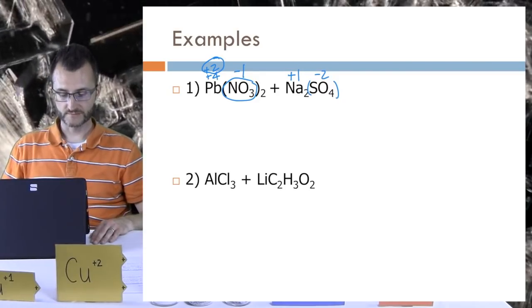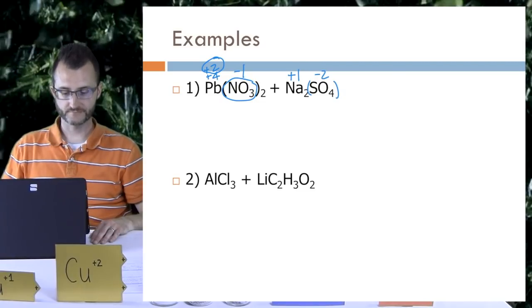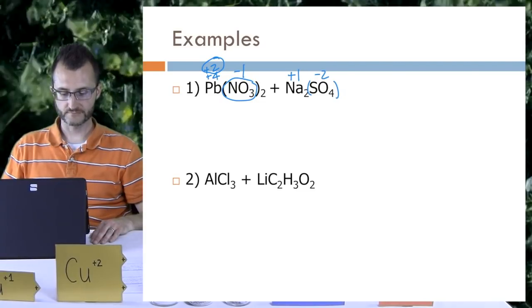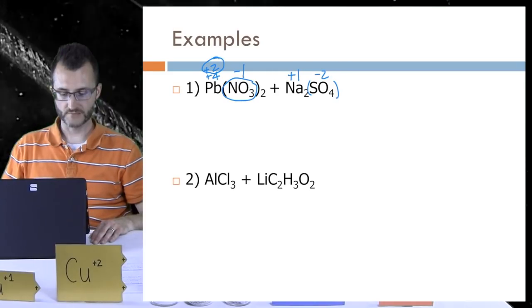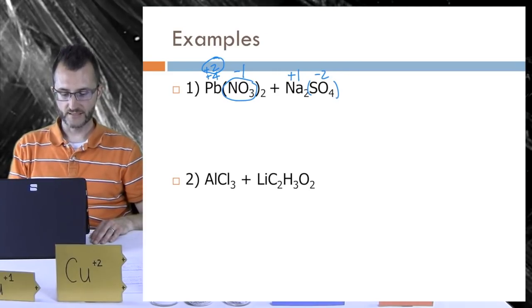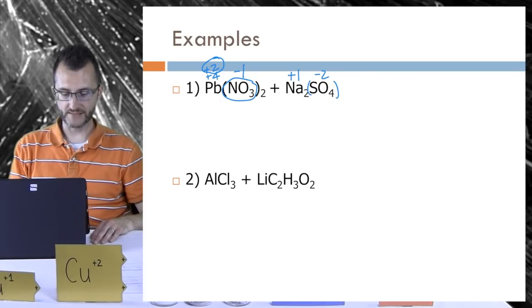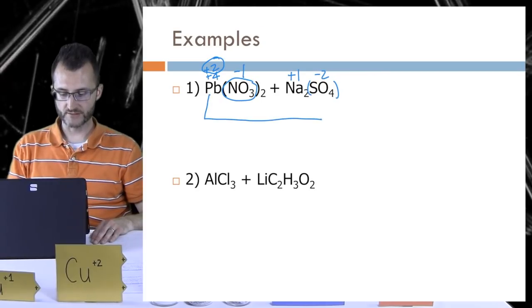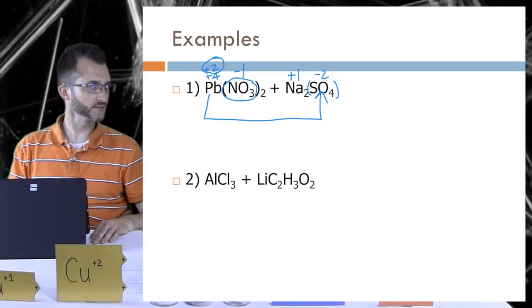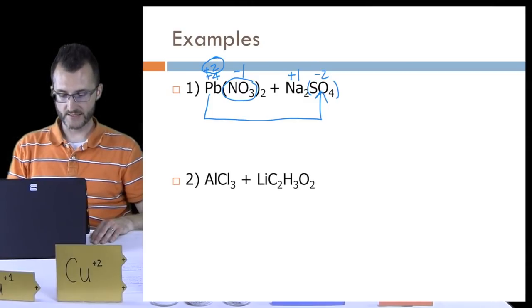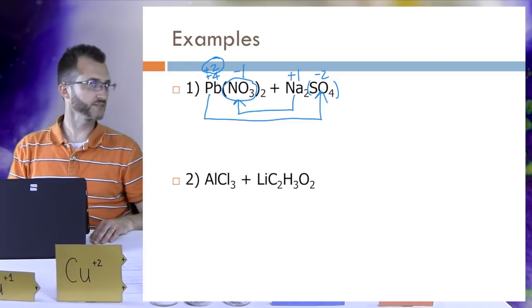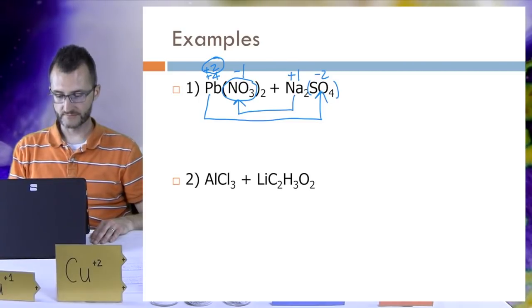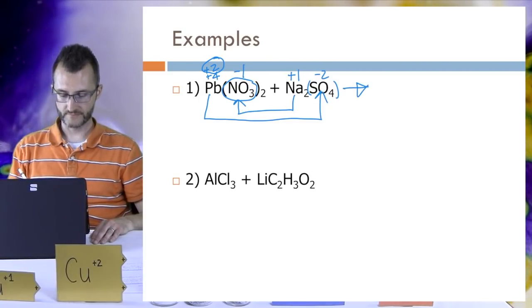Now match up the positive ion from one of those compounds with the negative ion from the other. Pb is positive +2, and that would go with the negative SO4. Then the positive Na goes with the negative NO3. Looking good. I think we're all set to see what our products are going to look like.